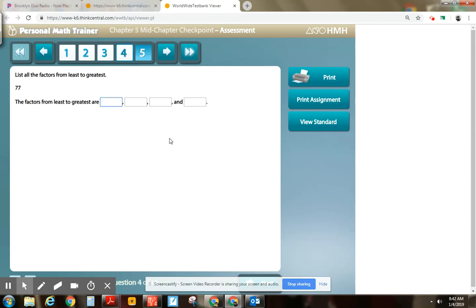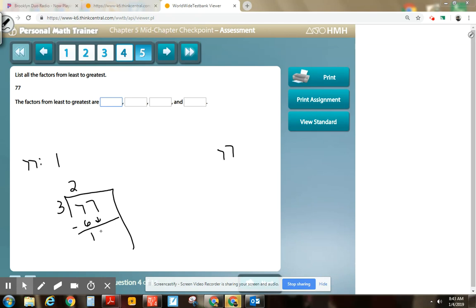Here's another problem. List all the factors from least to greatest for 77. All right. We know we can always start off with 1. Can always start off with 77. Now let's see if 2 fits into 77. And you're like, 2, 4, 6, 8, 10, 12, 14, 16. It's not going to hit it, is it? It's not. How about 3? Let's see if 3 can fit into 77. How many 3's fit into 7 tens? Well, 2, right? Minus 6, 1, 17. Can 3 fit into 17? No, it can't. So it's not 3.